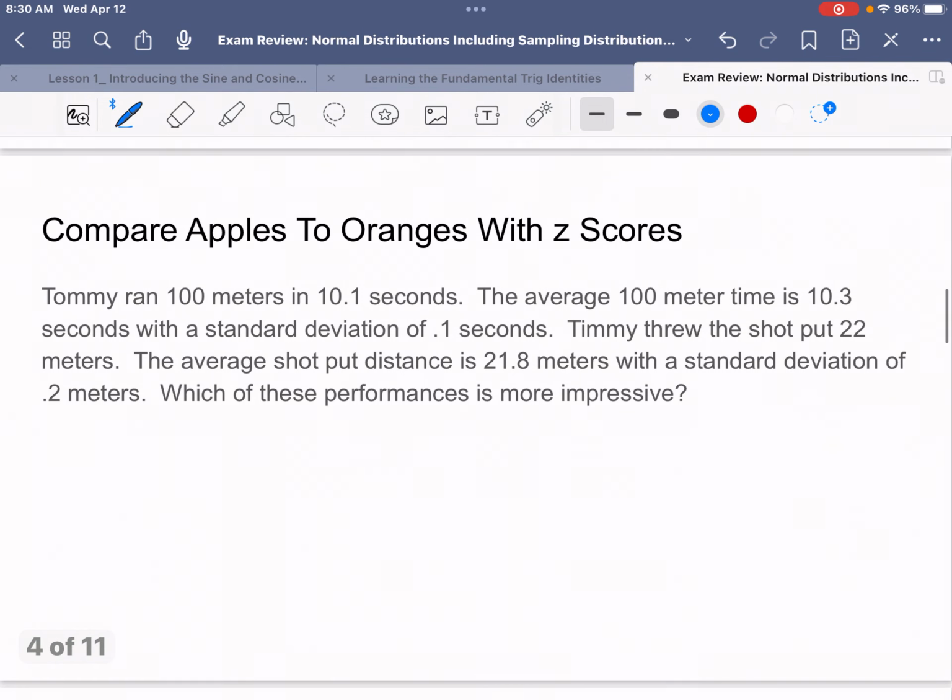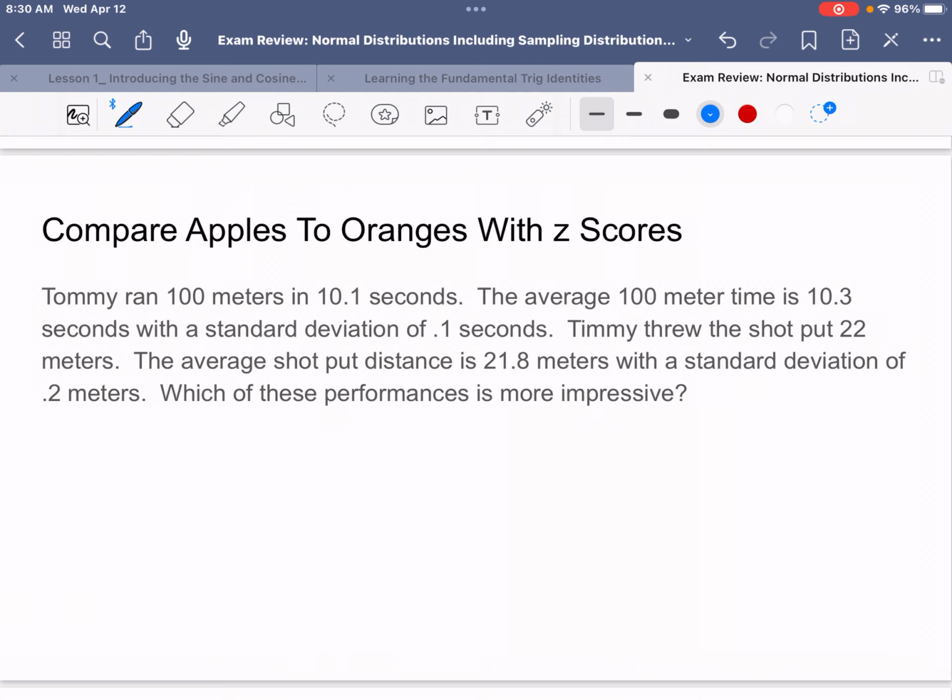Now, one thing we learned about when we were in Chapter 2 was how to use z-scores to compare apples to oranges. And what I mean by apples to oranges is being able to compare two outcomes that are in completely different units to see which one is better or worse than the other.